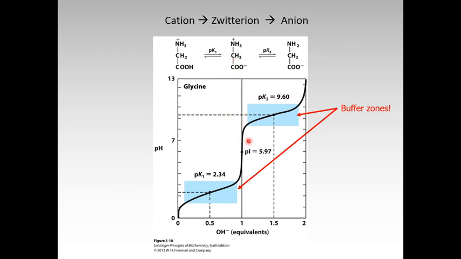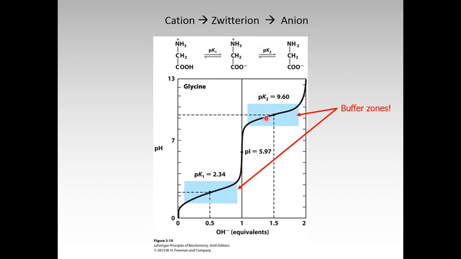Now, this point is called the PI. We talked about PI, and we'll talk about this again in the next slide. The second stage of the titration, if we continue and get to the second stage, corresponds to the removal of a proton from this amino group. NH3 plus gives up a proton.